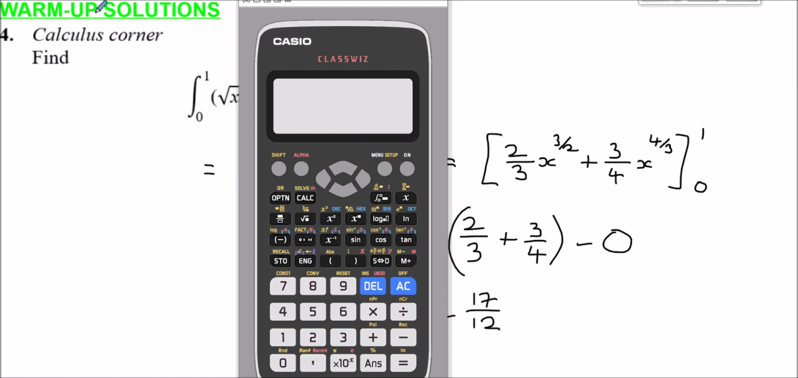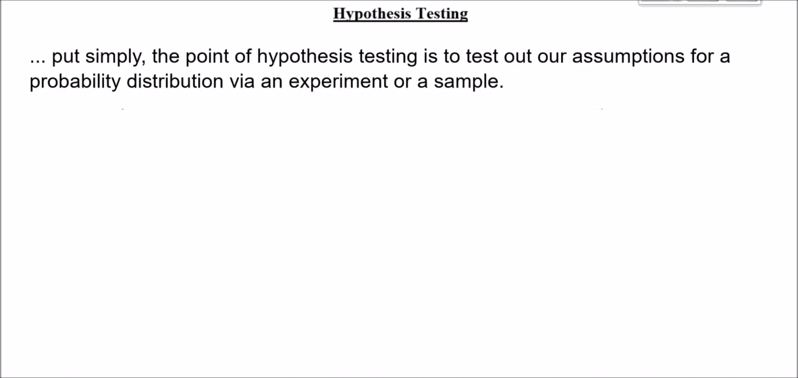So let's move on to what we're talking about today. What we're mentioning today is this idea of hypothesis testing. So before I get into the nitty-gritty of definitions, I'm going to try and give it to you in as simple a way as I can. I want you to imagine, first of all, that the whole point of hypothesis testing is to test out an assumption for a probability distribution by doing either an experiment or taking a sample.